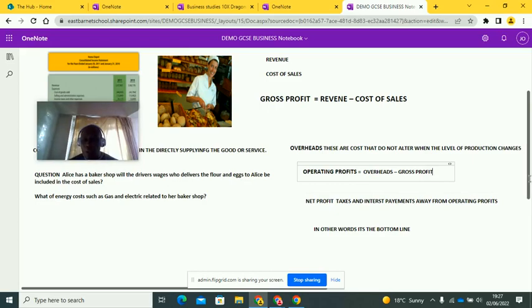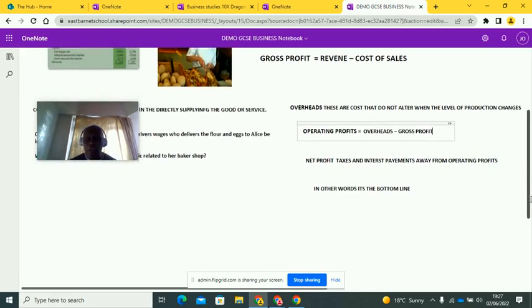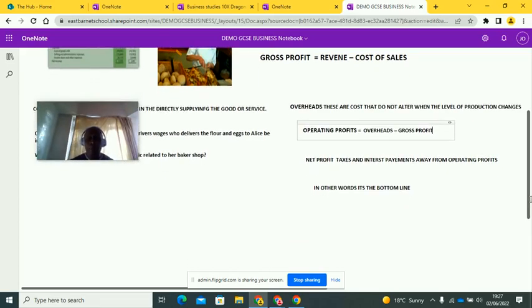Now, when we know your operating profit, the next thing we need to work out is your net profit. Remember, net profit is literally when all your taxes and interest payments are taken away. In other words, it's what you call the bottom line. The bottom line, what you eventually make.